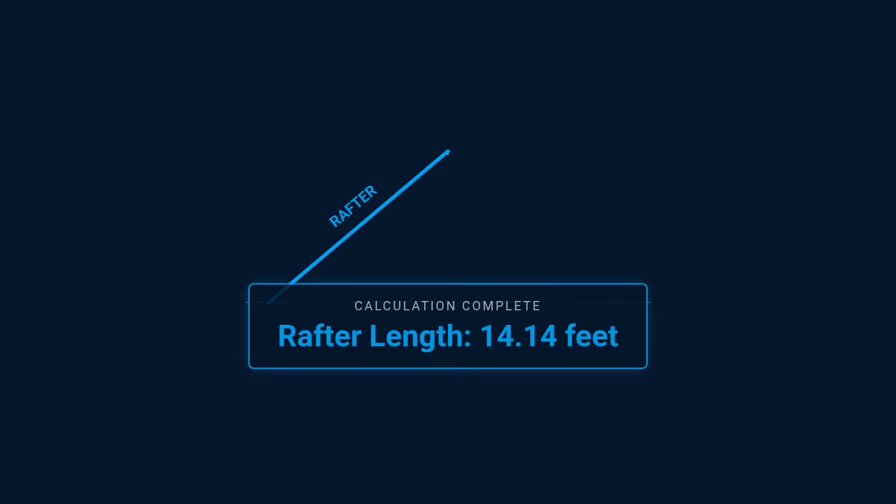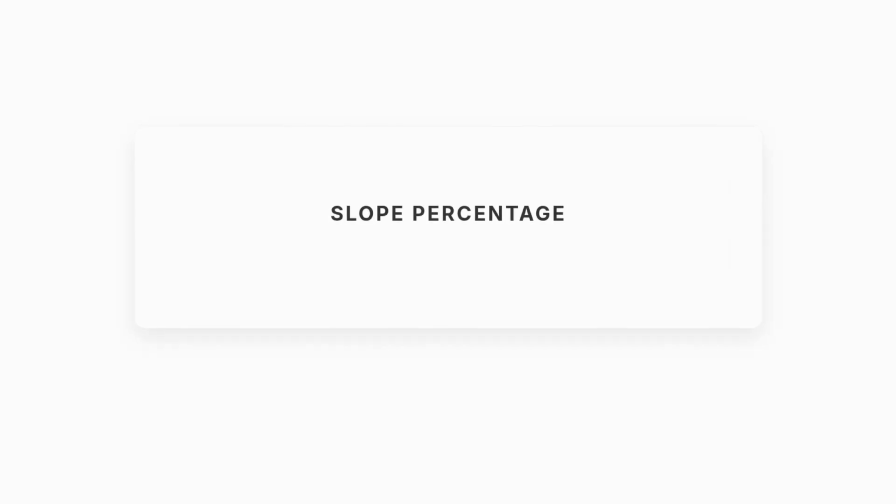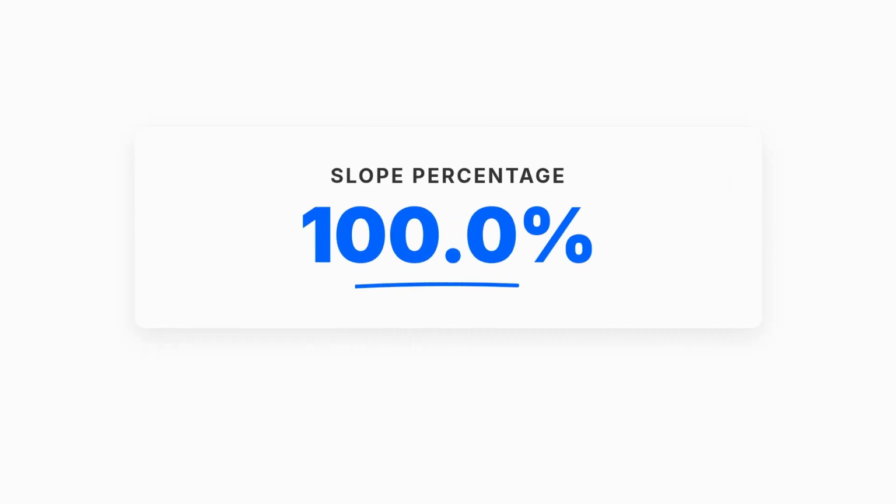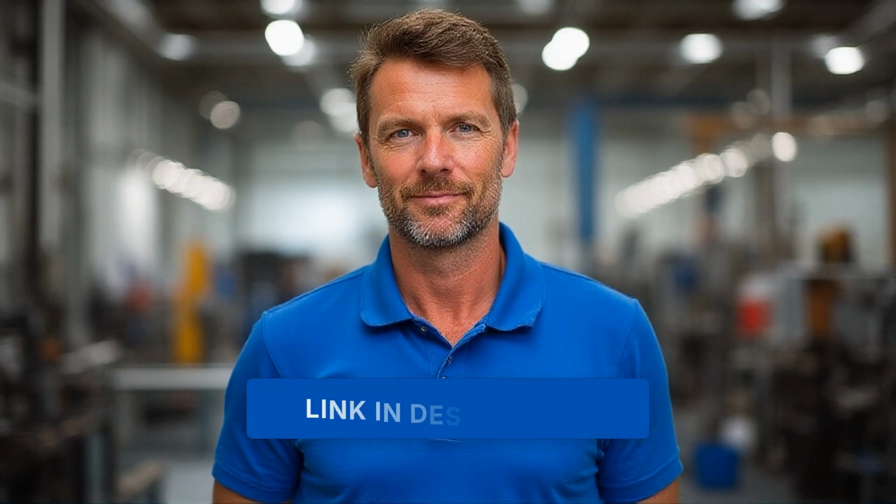The rafter length calculates to 1414 feet, giving us the diagonal measurement from the wall plate to the ridge. Finally, the slope percentage is 100.0%, another way to express this steep pitch. This tool streamlines your roofing calculations for any project.